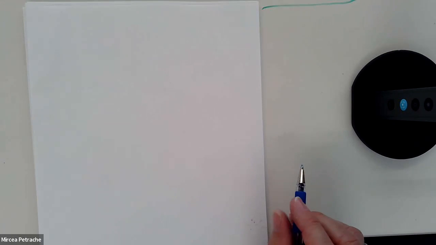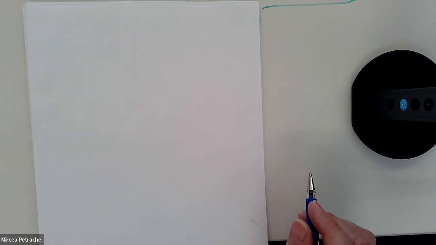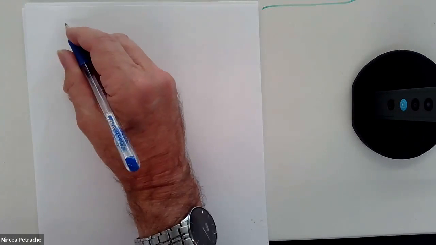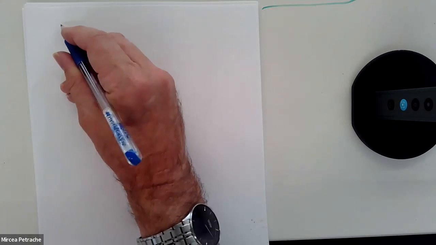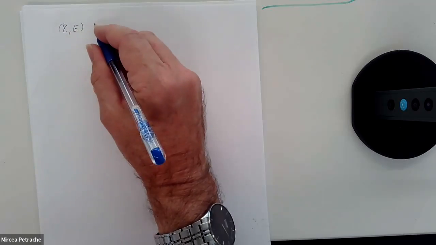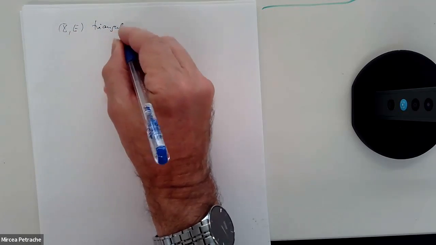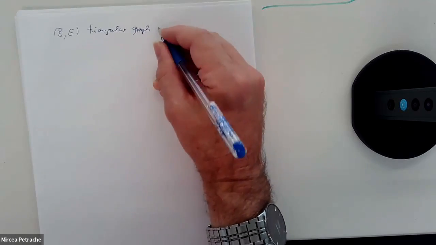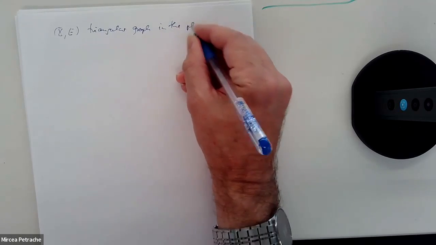Yeah, welcome back. So I want to go back into the discrete geometry of particle configurations. So the theorem I had was that if X, E is a triangular graph in the plane.